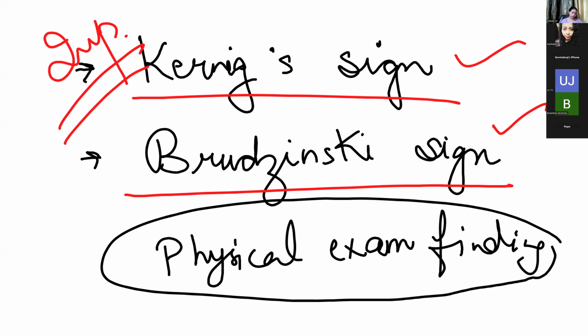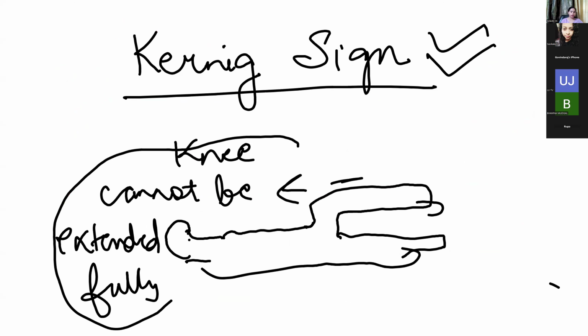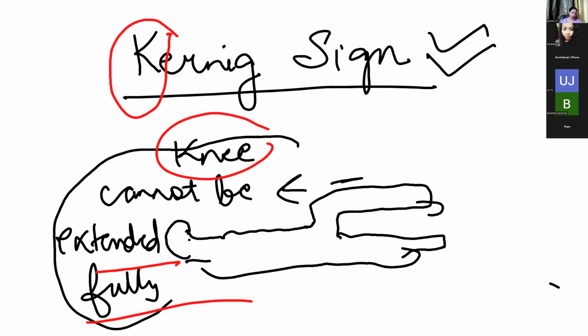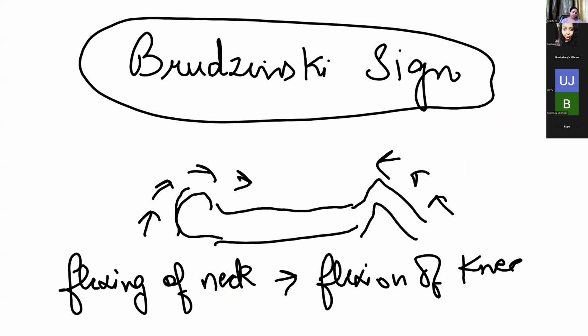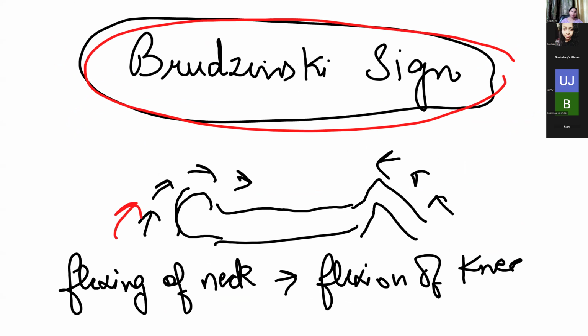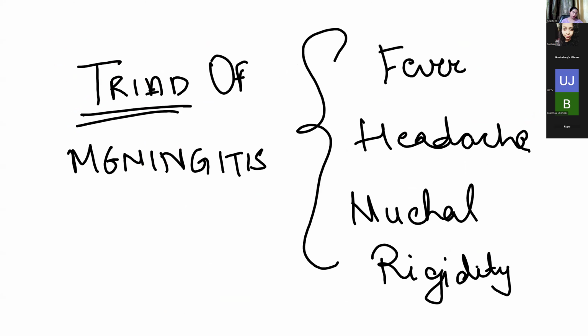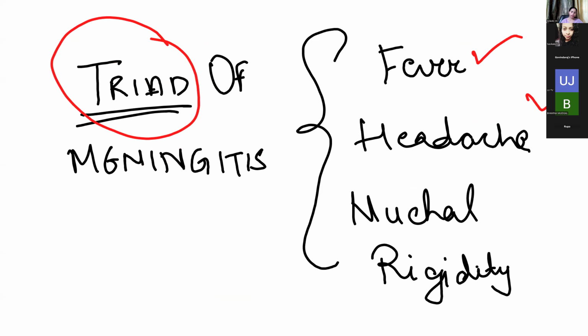Okay. Then next was the triad of meningitis. Kernig's sign. What was Kernig's sign? Knee pain. Difficulty to fully extend the knee. Yes, there was difficulty. And in Brudzinski's sign, whenever you flex the neck, it automatically leads to flexion of the knee. Flexion of the knee. Very good. The next is the triad of meningitis, which is fever, headache, and neck rigidity. Yes.